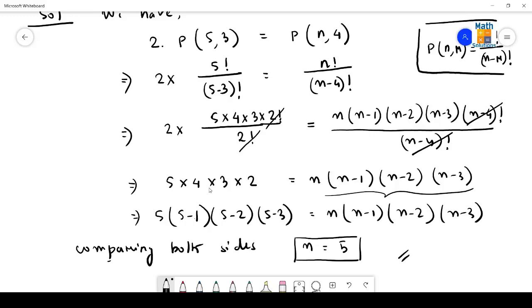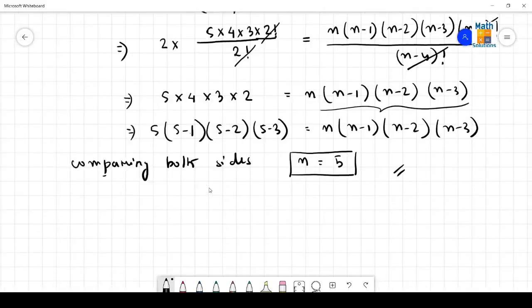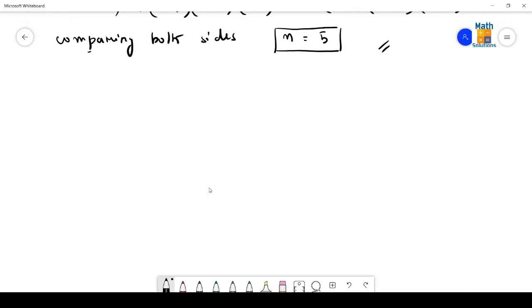If I go for solving both the sides, it will be taking lots of time, yes or no? Therefore comparing both the sides, this can be evaluated very easily and comfortably. So coming to another question, this is your question number 2.